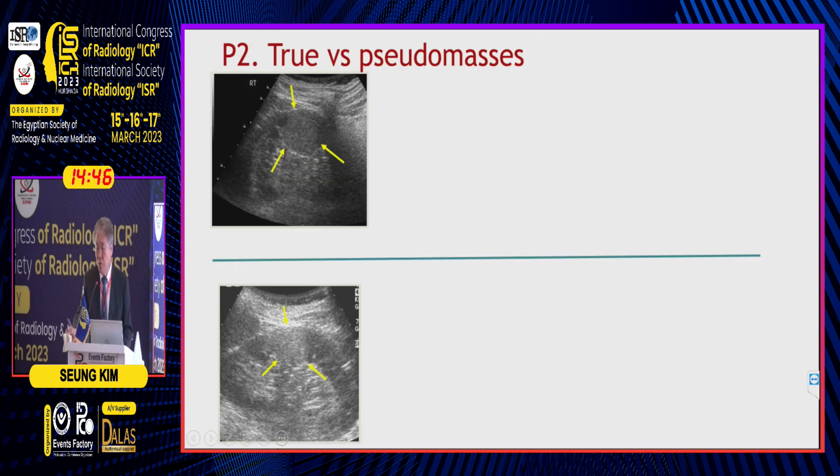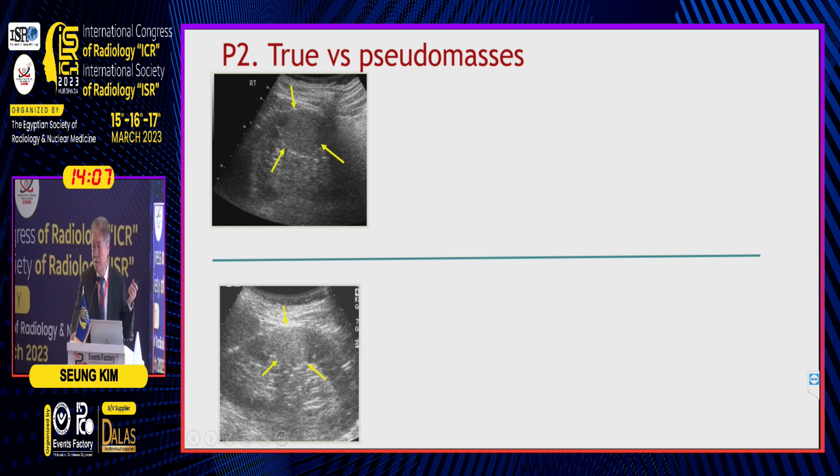The problem 2, the distinction between true mass and pseudomass. The most common pseudomass we encounter in our daily practice at ultrasound is the prominent column of Bertin, the invagination of renal cortical tissue into the hilar area. Normally, this is a normal column of Bertin, and if that invaginated cortical tissue is prominent, we call it prominent column of Bertin. There are two masses at ultrasound, similar size, similar location, similar echogenicity.